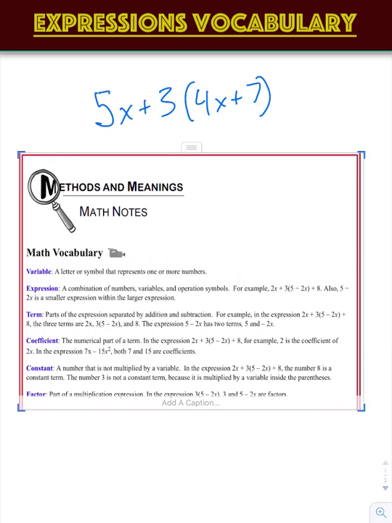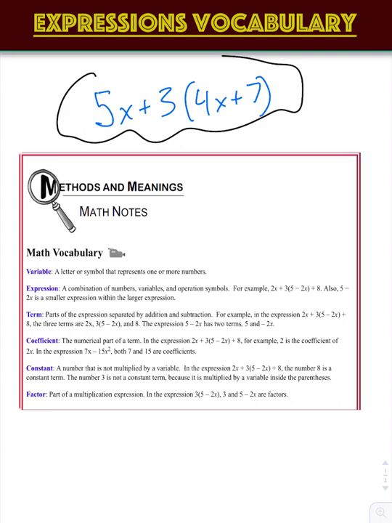So first we have variable. A variable is a letter or symbol that represents one or more numbers. I have an example up above here, and in this example our variable is simply x. An expression is a combination of numbers, variables, and operation symbols. In this example, the entire thing here, 5x plus 3 times all of 4x plus 7, that is our expression. So the entirety of that problem there is the expression.